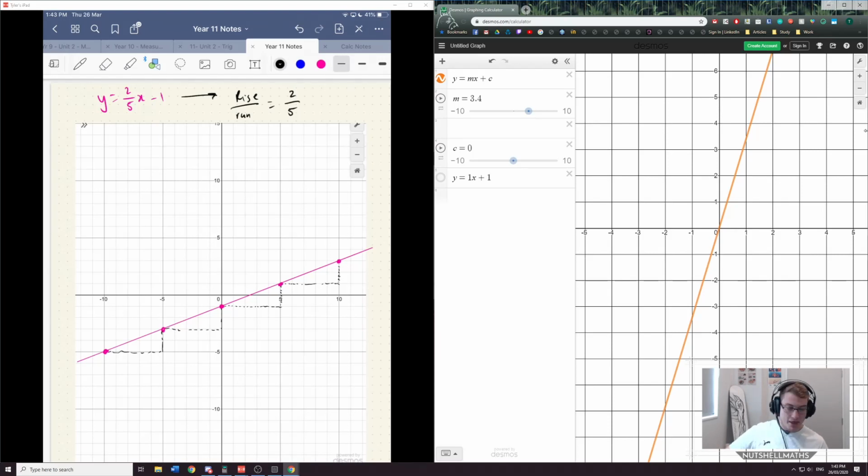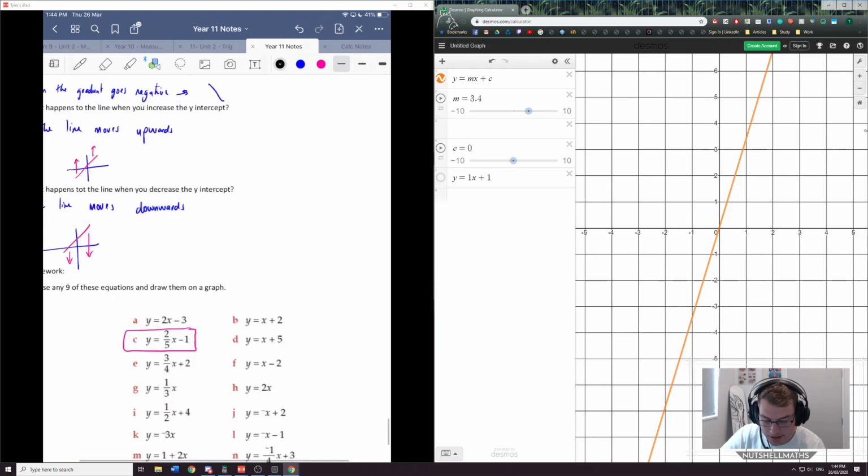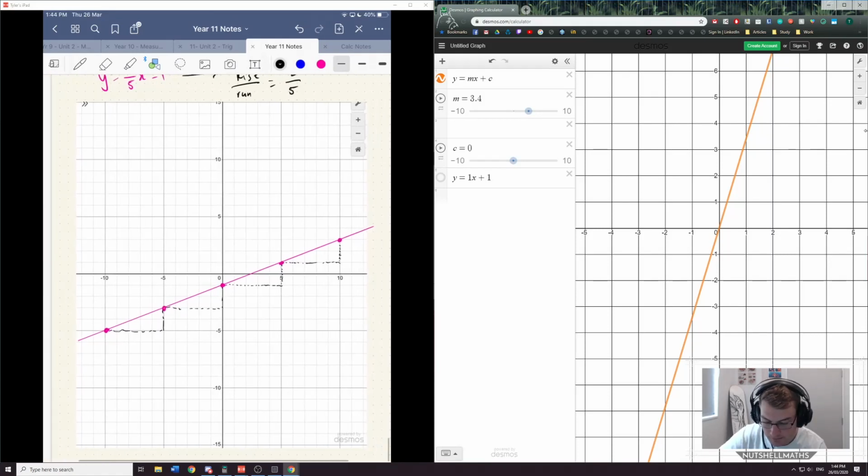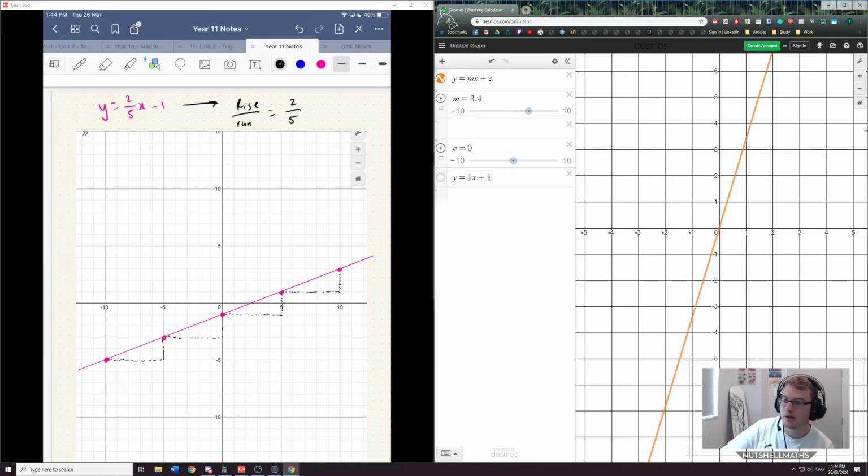Right. That's everything I want to teach you. Do you have any questions? It's getting so warm in this room. Do you have any questions? Do you think you can tackle 9 of these? Choose any 9. Exclamation worksheet to get the worksheet. And that means you've got a little bit of homework. You can just set up a grid in your books and plot it out.